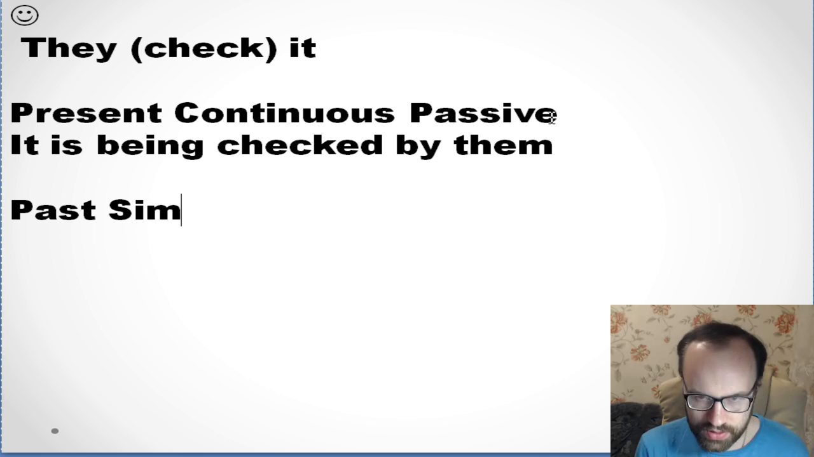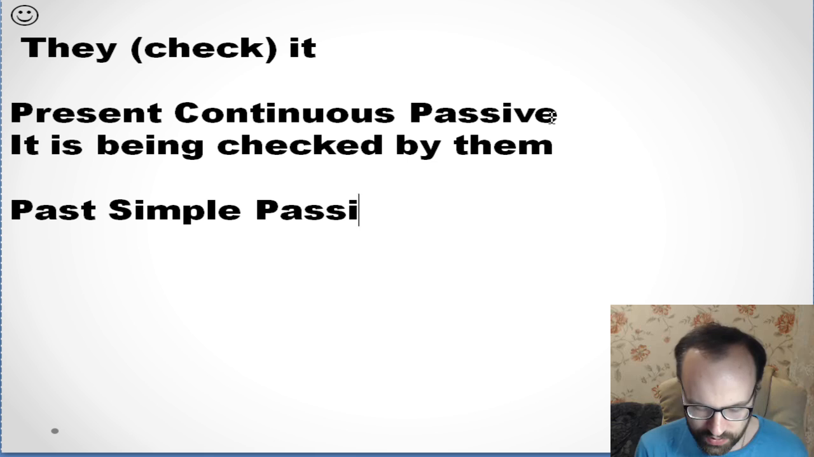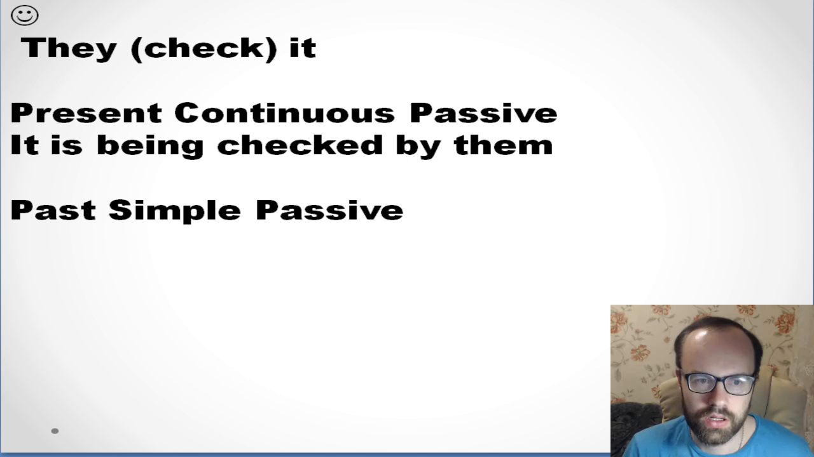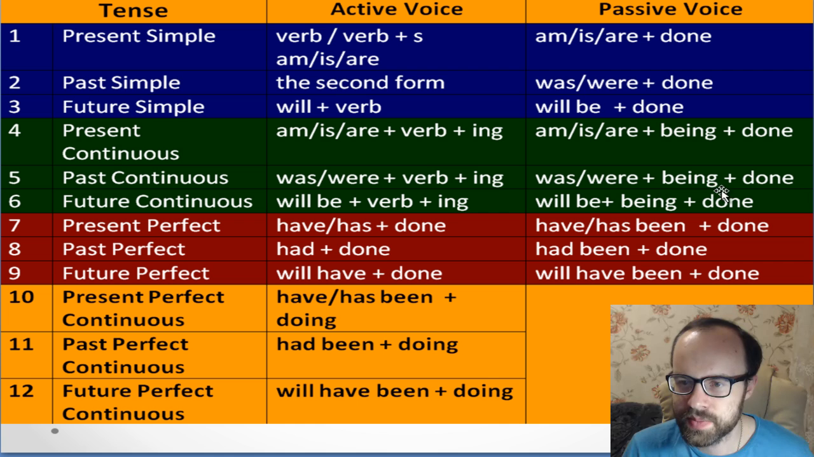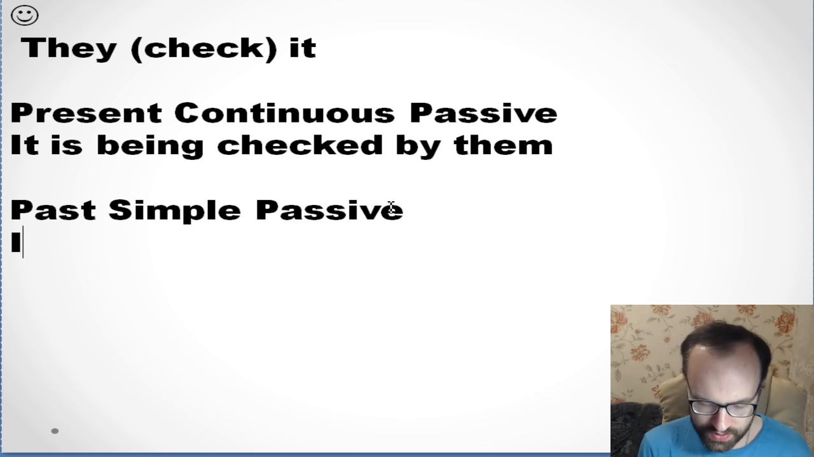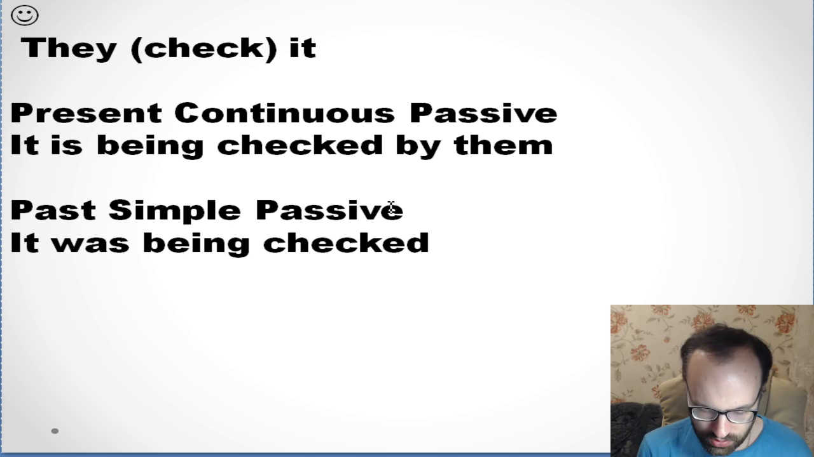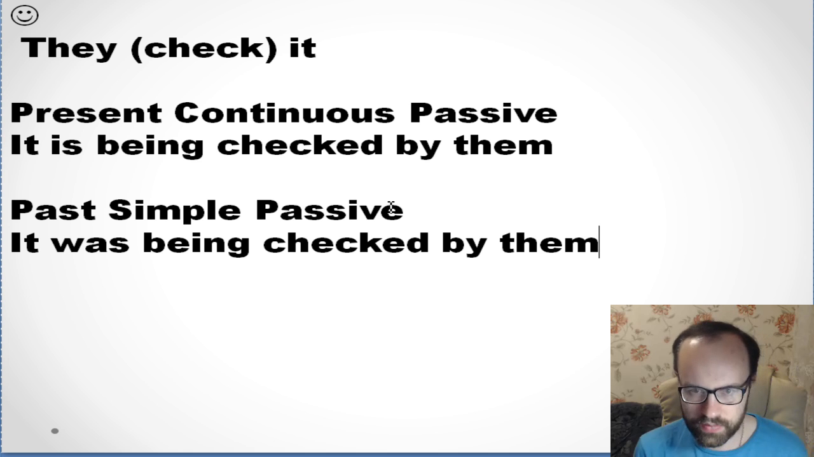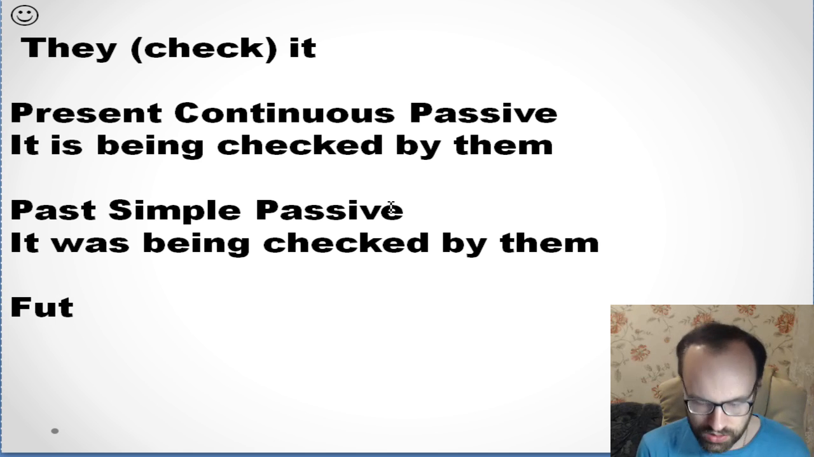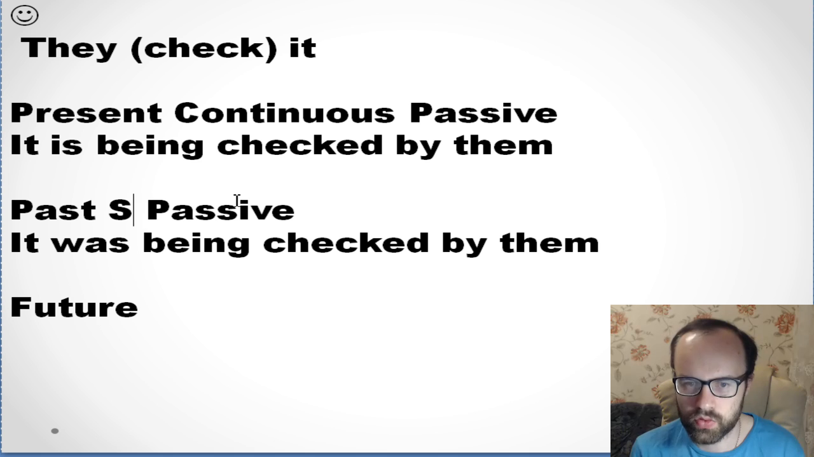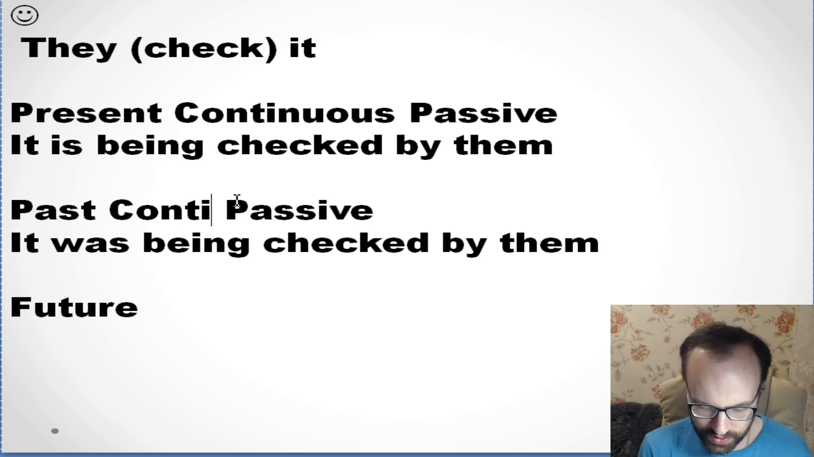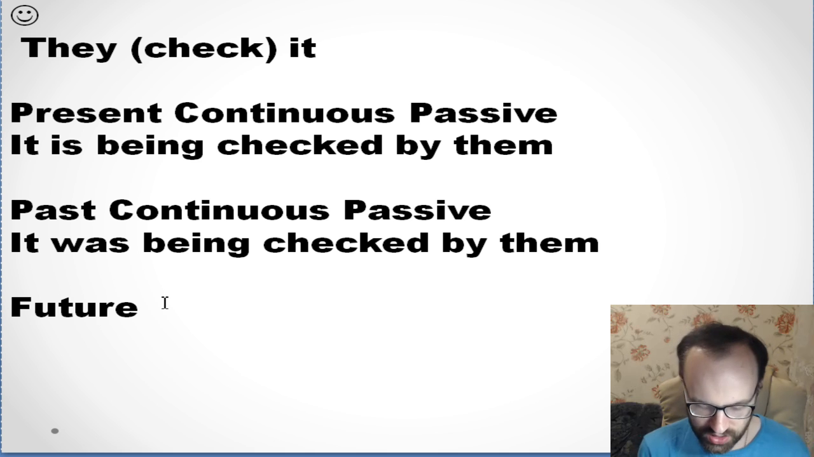Okay, past continuous passive. So was or were plus been. So we say it was been plus the third form. Okay, so it was being checked by them. And future, not past simple, of course it's past continuous. Thanks for understanding. And future continuous.